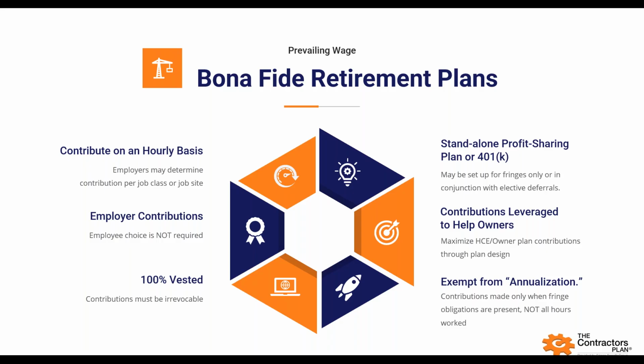And it's important to note, and we're going to talk about annualization if folks aren't familiar with that concept, but retirement programs with essentially immediate vesting, less than 500 hours, are not subject to annualization. In other words, it's like a faucet. When there are fringes, you put fringes in the plan. When there are no fringes, you don't put fringes in the plan because there are no fringes.